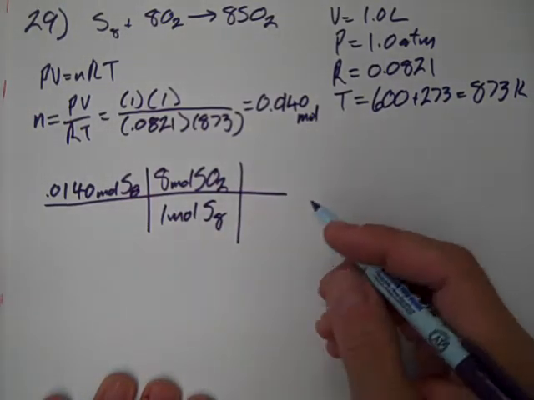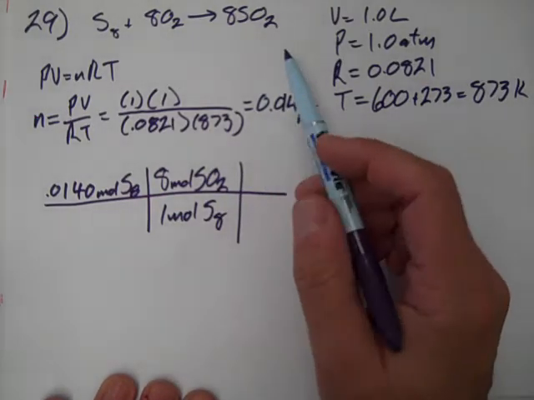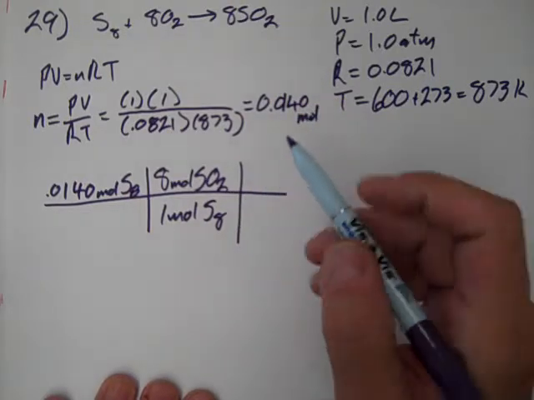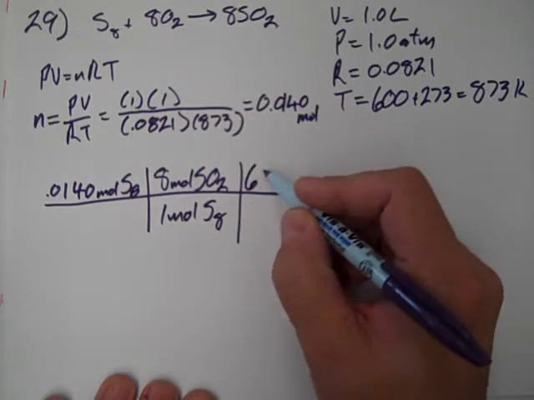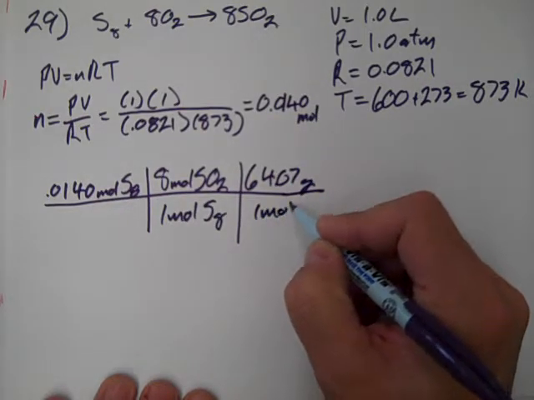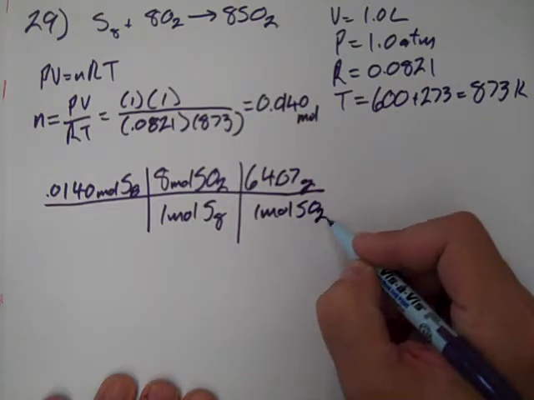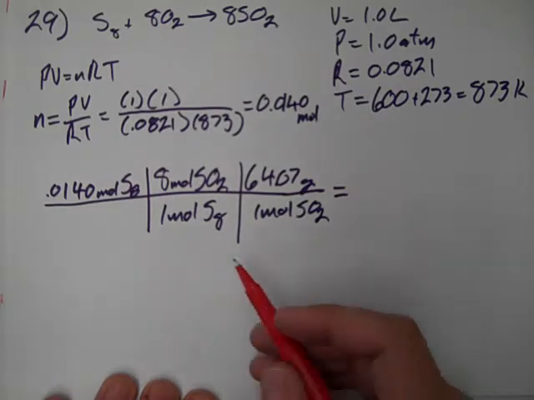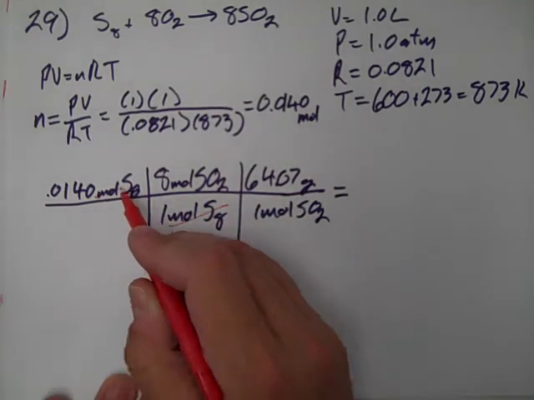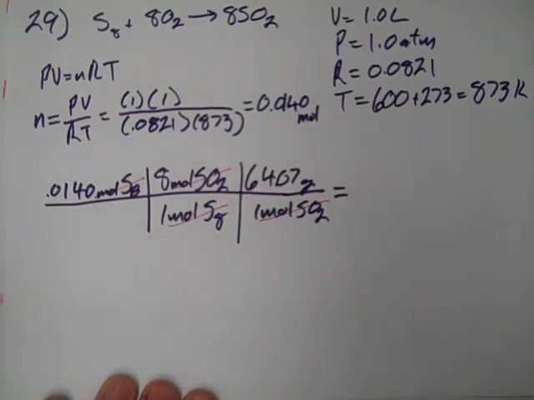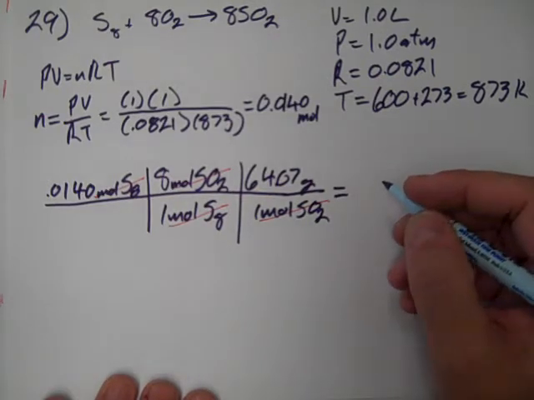I need to find the grams, so I go to the periodic table and I find the molar mass of sulfur plus 2 times the molar mass of oxygen, and I determine that it is 64.07 grams for every 1 mole of SO2. Again, if I take a look at this, my units, moles of S8, are canceling top to bottom, moles of SO2 are canceling top to bottom. I'm left with grams, and that's what I'm supposed to find, the grams of SO2.